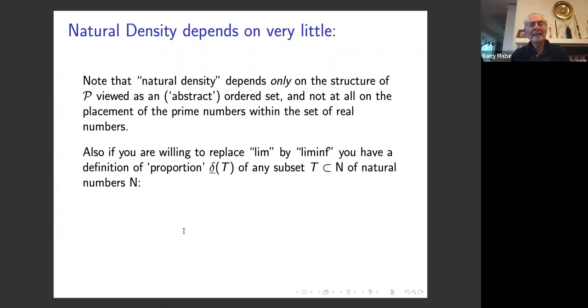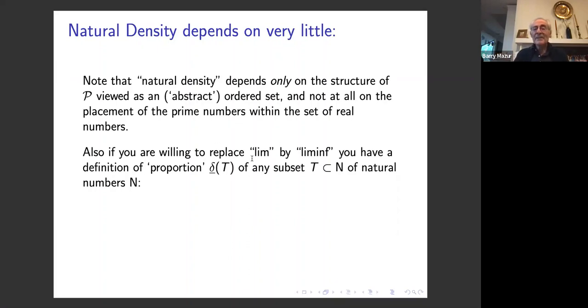There's one thing to notice, which is rather important, I think, in trying to get one's head around all these issues of density. The natural density depends on very little. It depends only on the structure of this set P viewed as some abstract ordered set, and not at all on the placement of these prime numbers within the set of real numbers, not even the fact that they're prime numbers.